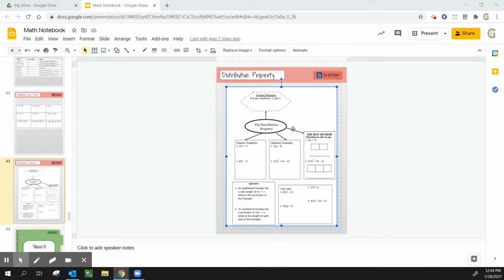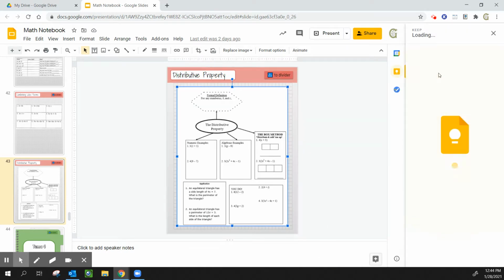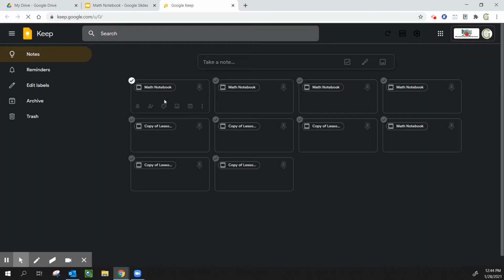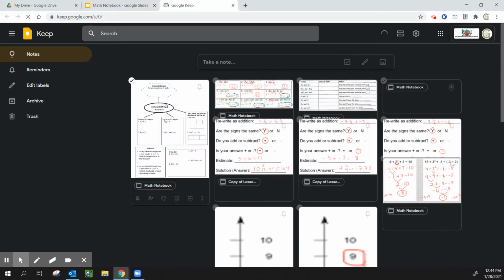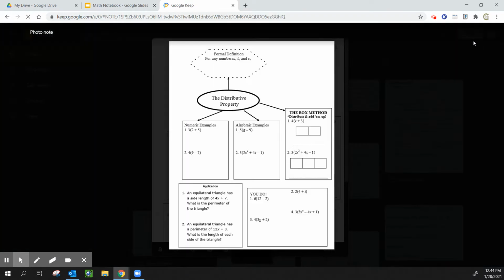So we can right click on here, save to keep, click open a new tab. Then we'll click on it and click again so we get the little pen.